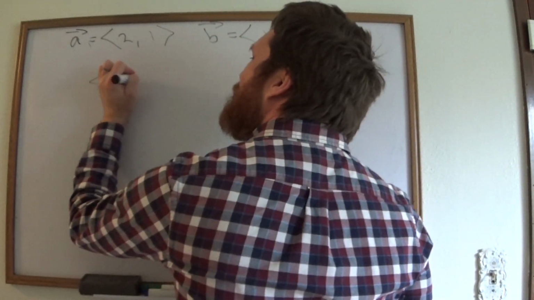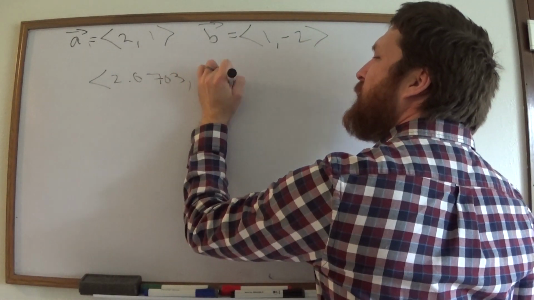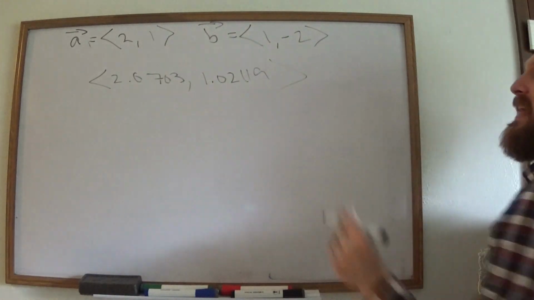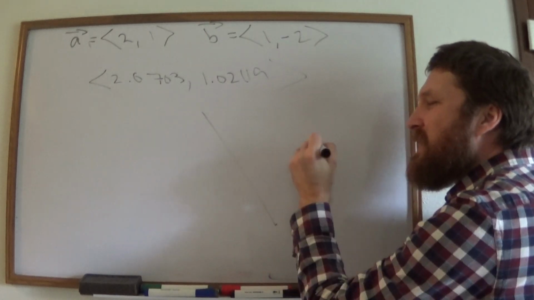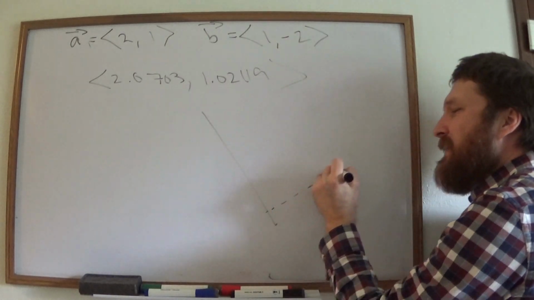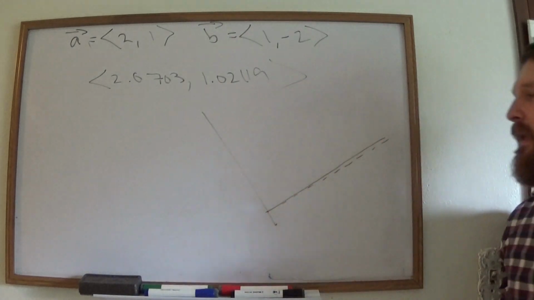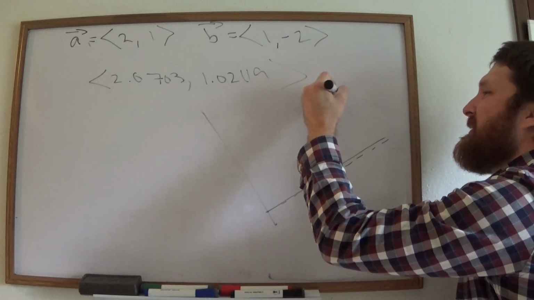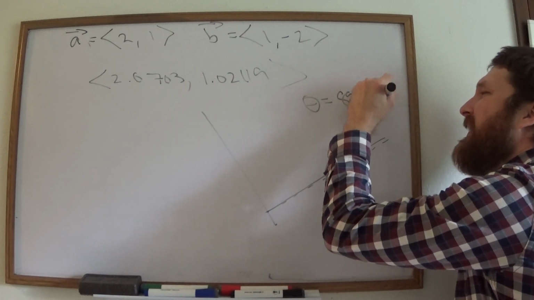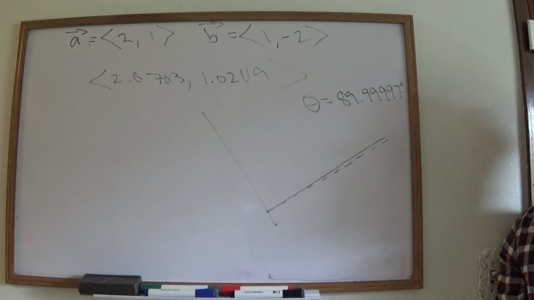What if it was 2.0703 and 1.02119? You're not going to graph that and have it look accurate, because it might be off by just a fraction. It might be that the angle between them is like 89.99997 degrees, and by graphing it, you'll never figure that out.